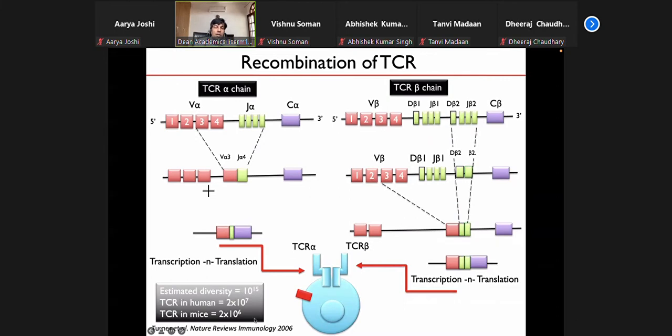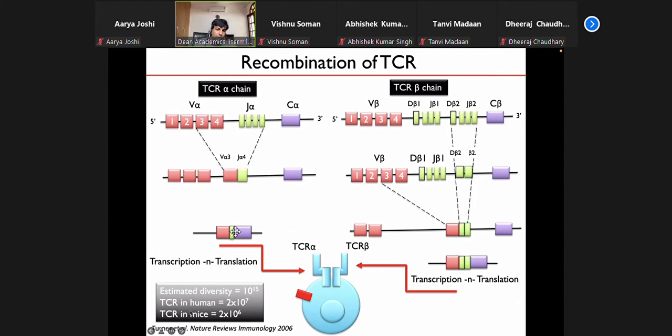Now, by this process, they estimated what diversity you could generate. This was found to be about 10 raised to power 15 for T cells. 10 raised to power 15 would be how much? A lot, right? In humans and mice, this is how it is. This is actually the calculated diversity.